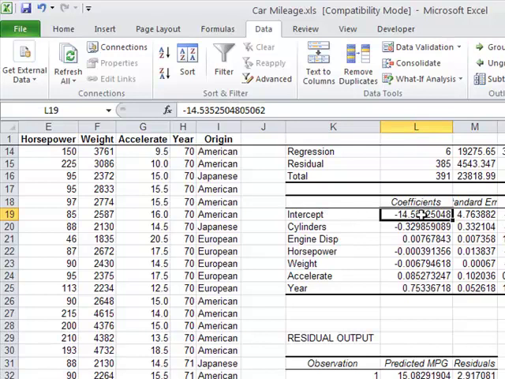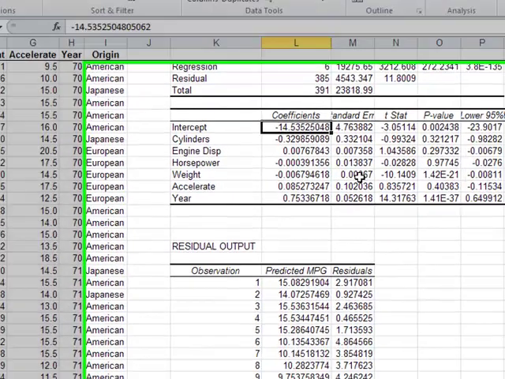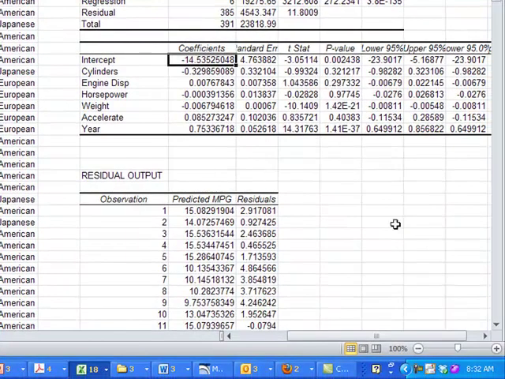It would look like something like negative 14.53 minus 0.329 times cylinder plus 0.0076 times engine displacement minus 0.00039 times horsepower minus 0.00679 times weight plus 0.0852 times accelerate plus 0.75 times year. Right? So this is sort of a great big formula. And we'll show in a second what we can do with that.